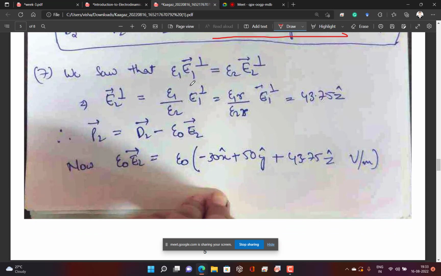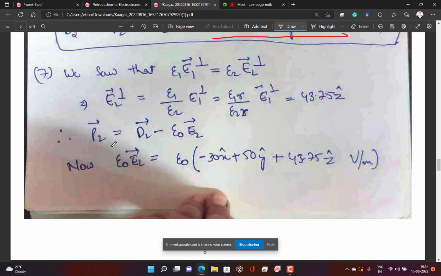So we have already seen this from the boundary condition, isn't it? D1 perpendicular is equal to D2 perpendicular. That's what is written here. And then E2 perpendicular will be this. We know epsilon 1, we know epsilon 2, we know E1 perpendicular. So E2 perpendicular will be 43.75.